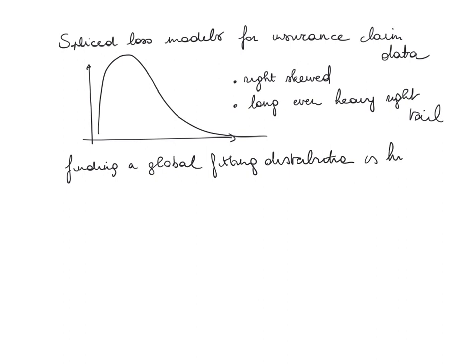Right? And recall, so I will say here, these are the typical small to moderate losses, the attritional losses. And here I've got the, say, large to even extreme losses.